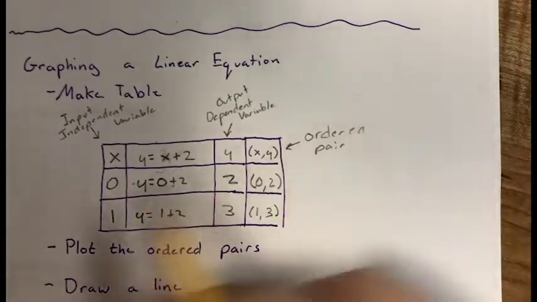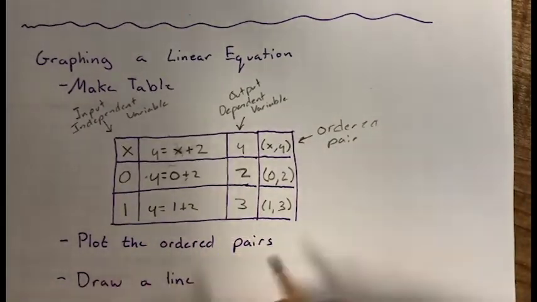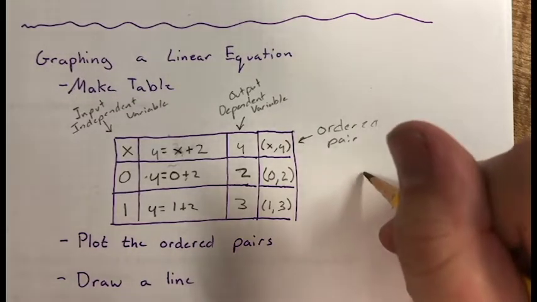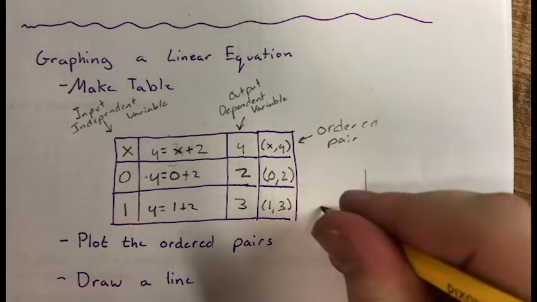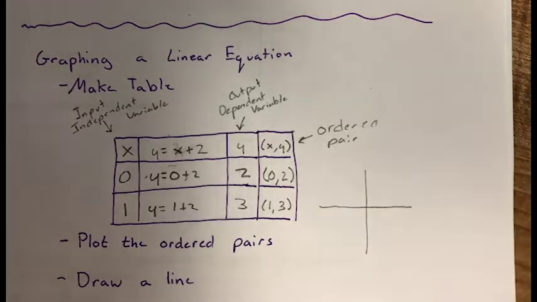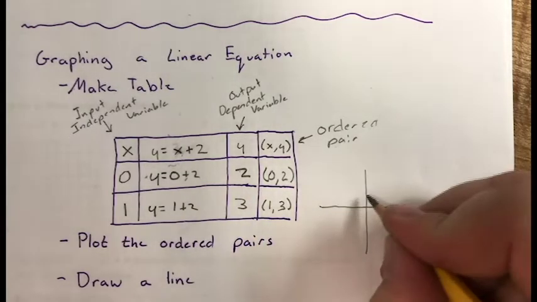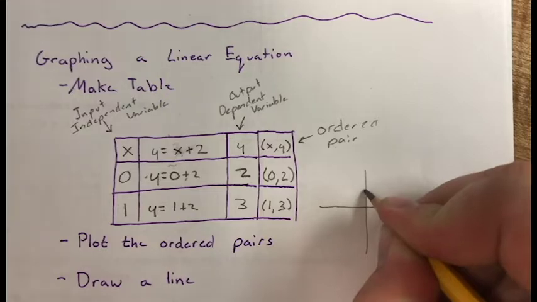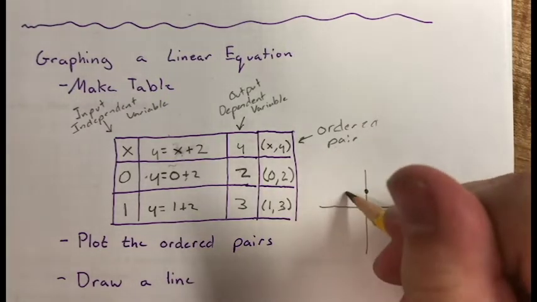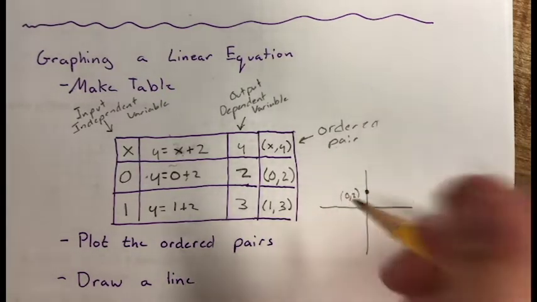Now, just to show you what we would do now is to plot the ordered pairs. I'm going to just do a little bit of scrap work over the side. It's not got to be perfect right now because I want you to see the concept more than the exactness of things. So the first one says 0, 2. That's my first ordered pair. So I'm going to put a point right here. This represents 0, 2. All right?